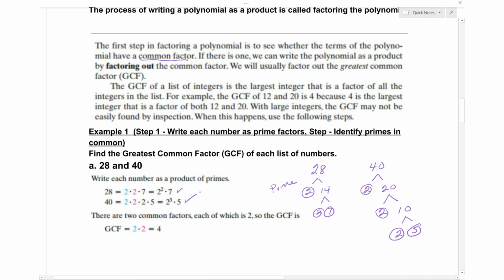So the greatest common factor will be these two sets of 2, which is 2 times 2, which is 4. So that's the GCF of 28 and 40.